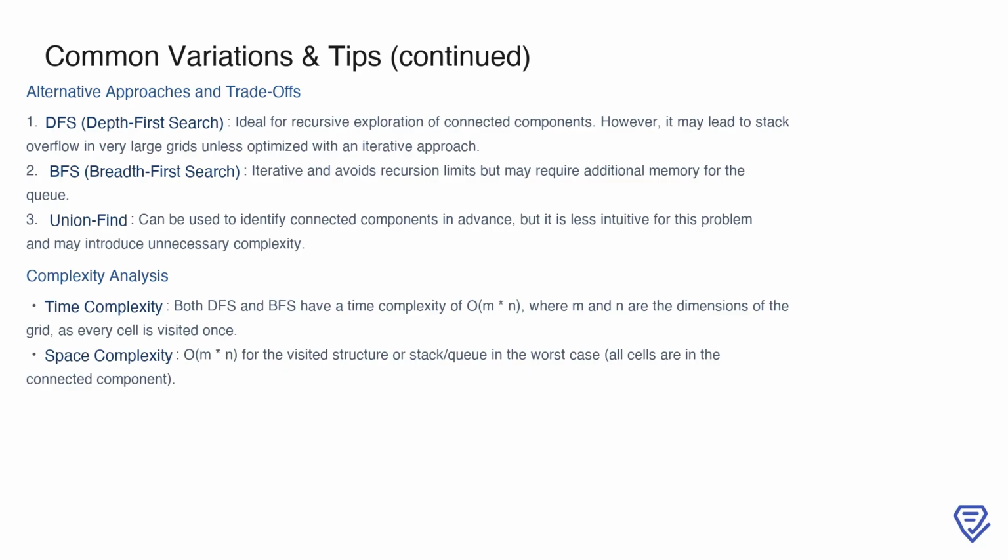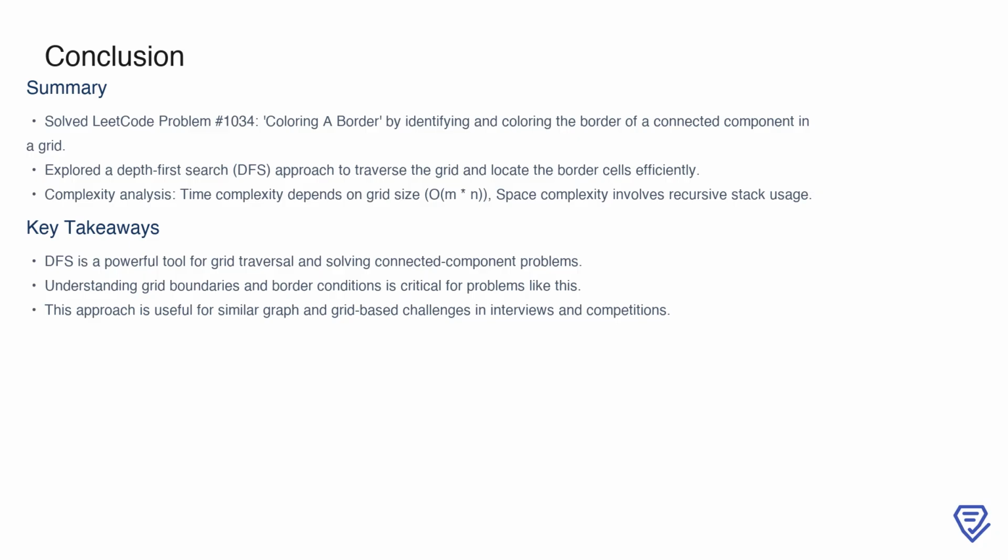In terms of complexity analysis, both DFS and BFS have a time complexity of O(m*n), where m and n are the dimensions of the grid, since every cell is visited once. The space complexity is also O(m*n) in the worst case, to account for the visited structure or the stack or queue used during traversal. By understanding these trade-offs, you can choose the method that best balances simplicity, efficiency, and clarity for your solution. Great job! We've successfully solved LeetCode problem number 1034, Coloring a Border. We summarized the key approach, analyzed its complexity, and discussed key takeaways to apply this knowledge in future problems.